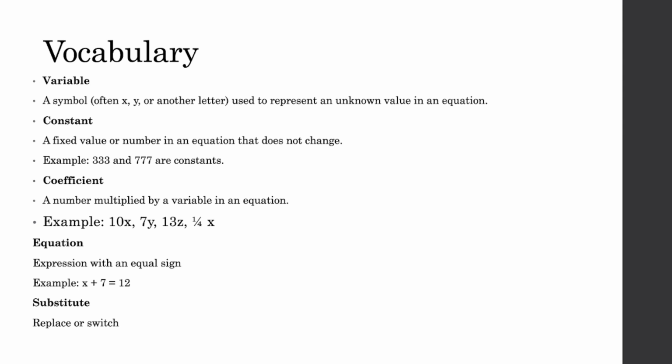An example of a constant can be whole numbers like 33, 333, and 777. Those are examples of constants, or other whole numbers. Coefficient is a number multiplied by a variable in an equation. So for example, you might see something like 10x, 7y, 13z, or even a fraction, where you can have 1 over 4 x. So you can see it many ways. Also negatives as well, but we're just mainly focusing on positive numbers for this video.